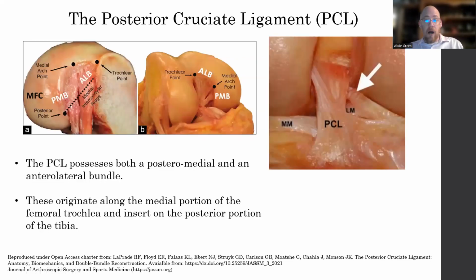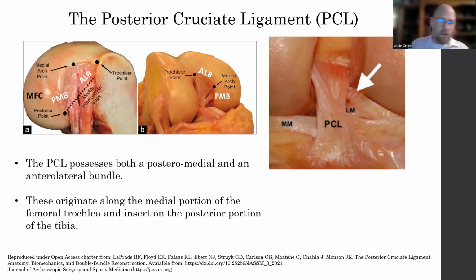Okay, the PCL. Let's talk about the anatomy really quickly. The PCL is the posterior cruciate ligament, and just like the ACL, it also has bundles to it, right? So we have the posterior medial bundle and the anterior lateral bundle.